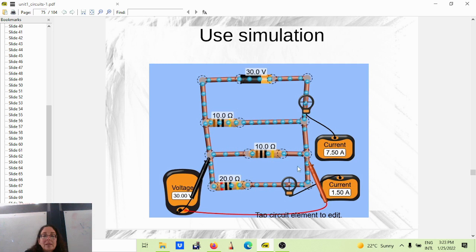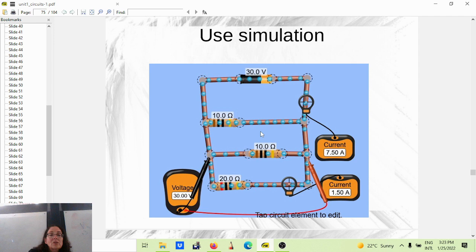So here you see I have 30 volt. You're going to have 30 volt across this one, 30 volt across that one, and 30 volt across that one. The current here will be higher, 1.5, because it has a smaller, no, because it has a bigger resistance, so here it will be a smaller current, and all the current needs to add up to 7.5 amps. Okay, so you should play with it, and I will show you the math in a moment.